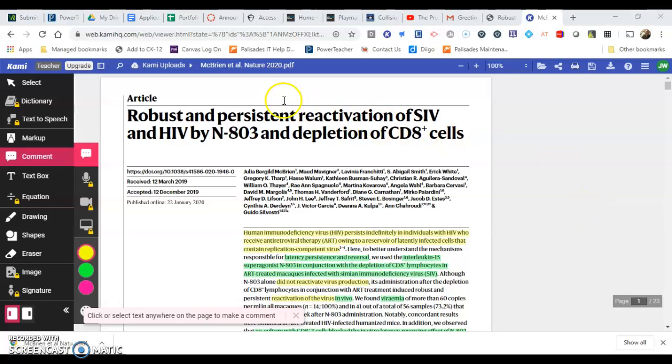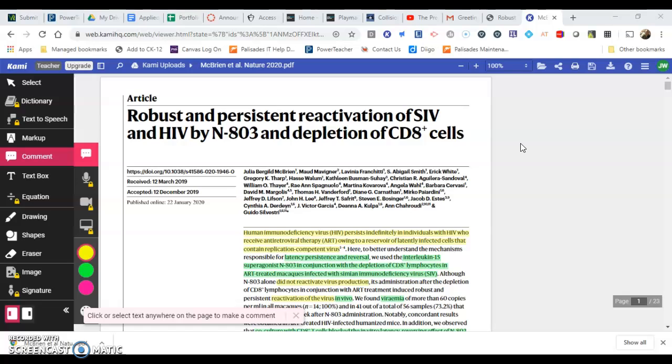So here's the article. First, you want to, of course, read the title: Robust and Persistent Reactivation of SIV and HIV by N803 and Depletion of CD8 plus cells. So that doesn't necessarily tell you a whole ton about it. It already has some confusing language in there, some terminology that will probably not be familiar to you. So the first thing you want to do is to read the abstract. The abstract will tell you if this is an article that you want to read further.